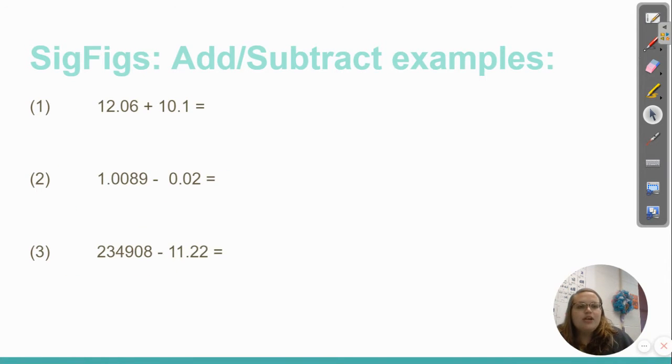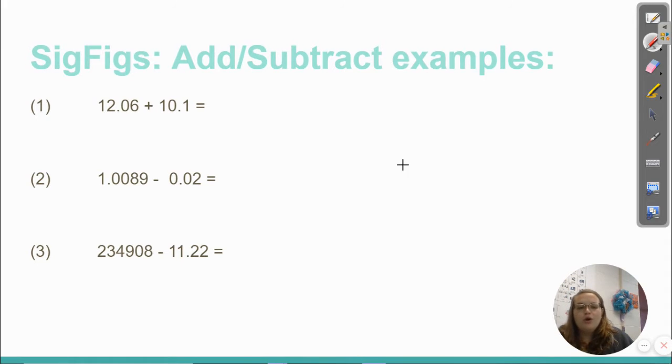All right, so let's do addition subtraction. In addition subtraction problems, we're looking for the least number of decimal places when we do the problem. So I have 2 decimal places in this one. I have 1 decimal place here. So I'm going to round my final answer to 1 decimal.